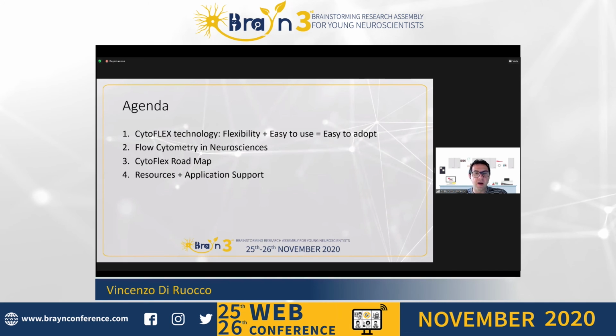As I said, I will talk to you about the technology first, and mainly about flexibility and ease of use, which makes this instrument very easy to adopt. So we'll talk not about conventional applications like CD4, CD8, but I will give you some examples of how flow cytometry can be applied in neurosciences. And then the last slides about the roadmap, so the evolution of this platform, and then resources, and the team in Beckman Coulter that is able to provide you support.